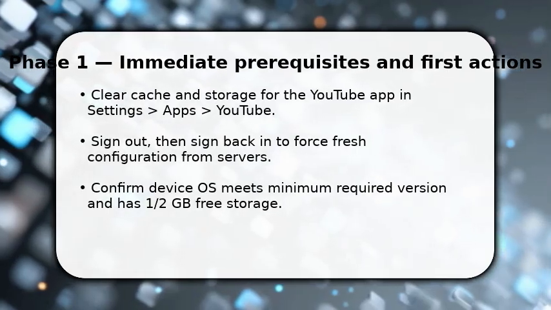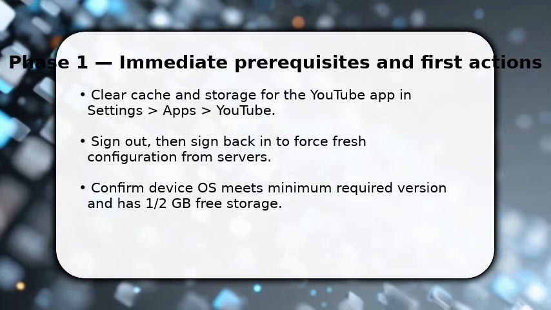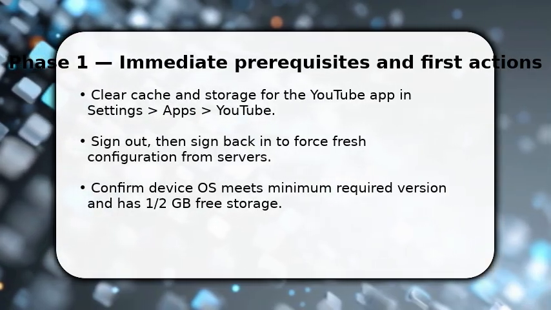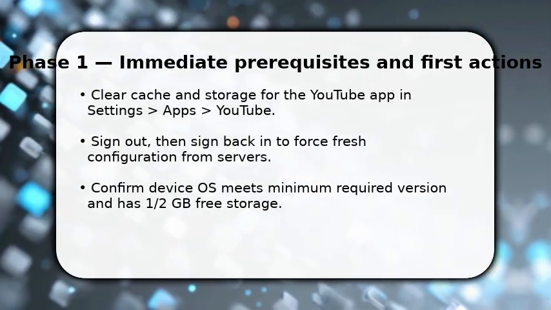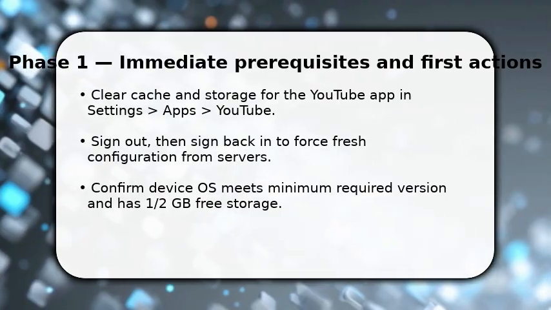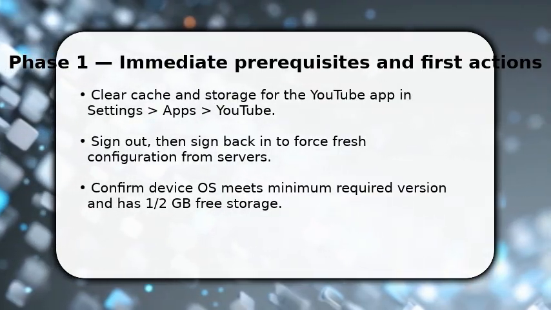You start by resetting the app so YouTube can reload a clean configuration. Go to Settings and clear cache and storage for YouTube. This removes corrupted update fragments. Once done, sign out of your account and sign back in to trigger a fresh pull of preferences.